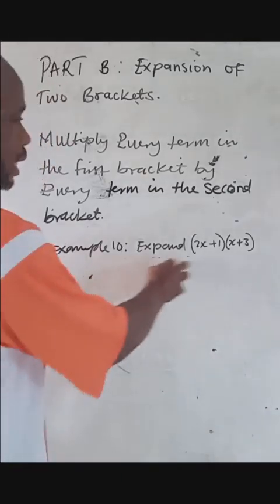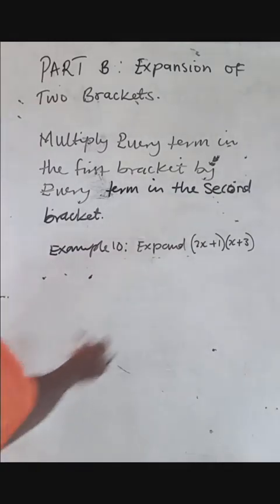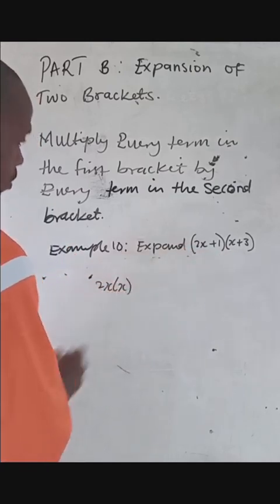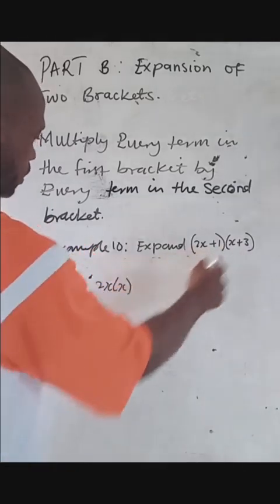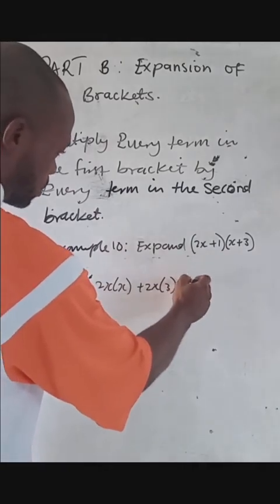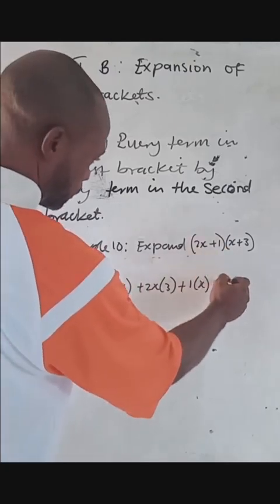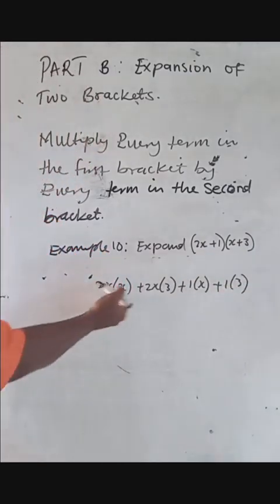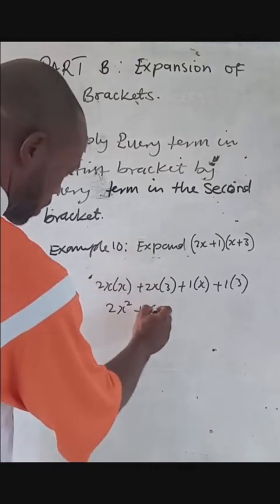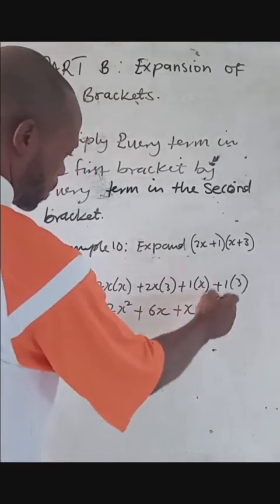Example 10. Expand this expression in two brackets. So this is the same as 2x multiplied by x, 2x multiplied by 3, plus 1 multiplied by x, plus 1 multiplied by 3. 2x multiplied by x is 2x squared. 2x multiplied by 3 is 6x. 1 multiplied by x is x. 1 multiplied by 3 is 3.